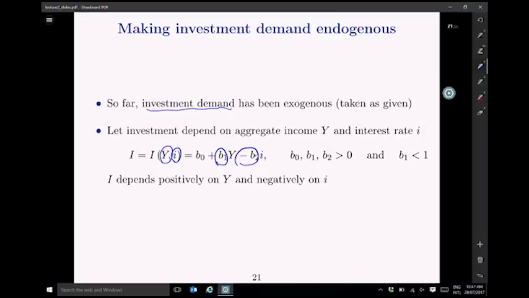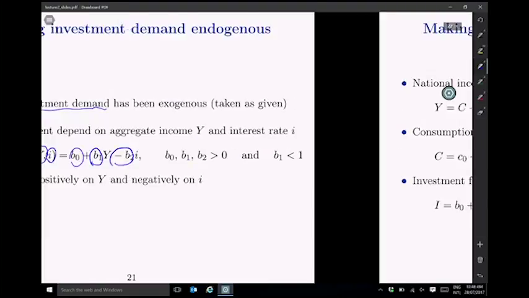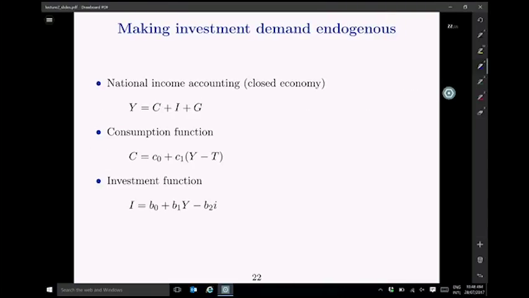And this B0 is another parameter, sort of like autonomous investment, that type of thing. So kind of an intercept parameter. So this is the investment demand. It depends on income and interest rate. Why do we want to do that? Because in this case, if we put everything together, again, this gives us the goods market equilibrium. Output equals demand here, equals C plus I plus G.